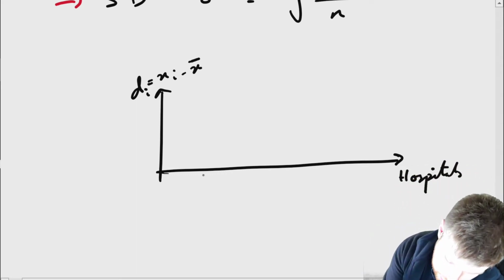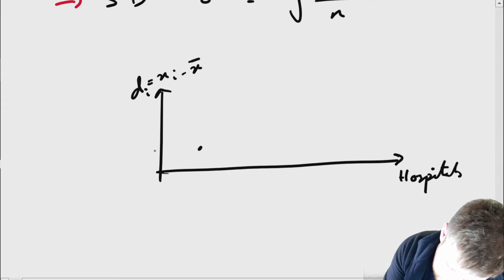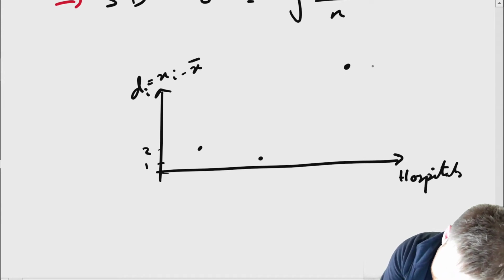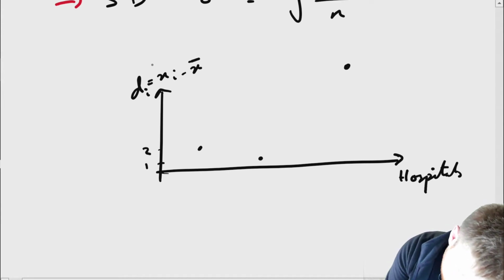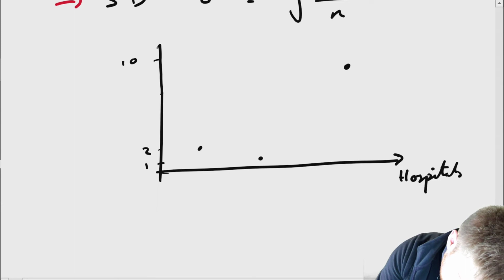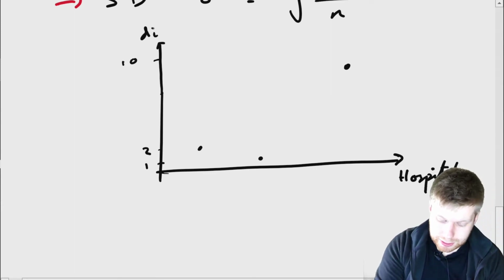Okay, so let's suppose there's one value here. Let's say that value is at 2. Let's say there's one value here. Let's say that value is at 1. Let's say there's one value all the way out here, up here at 10. So let's just make my graph a little bit bigger. Cool, fantastic. Okay, so these are my distances.